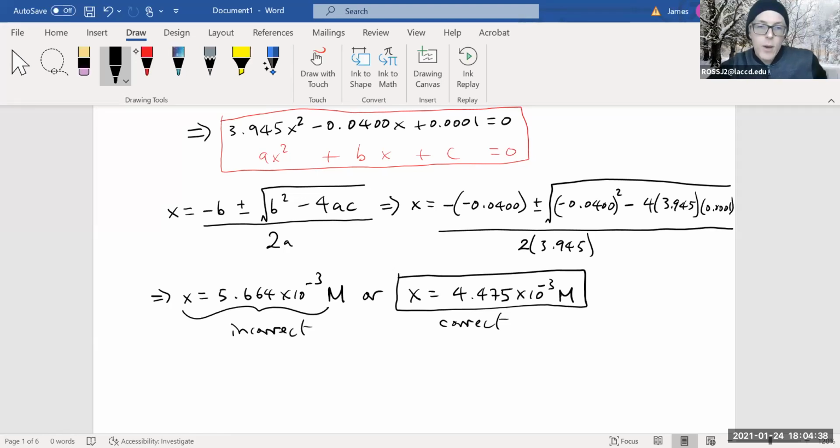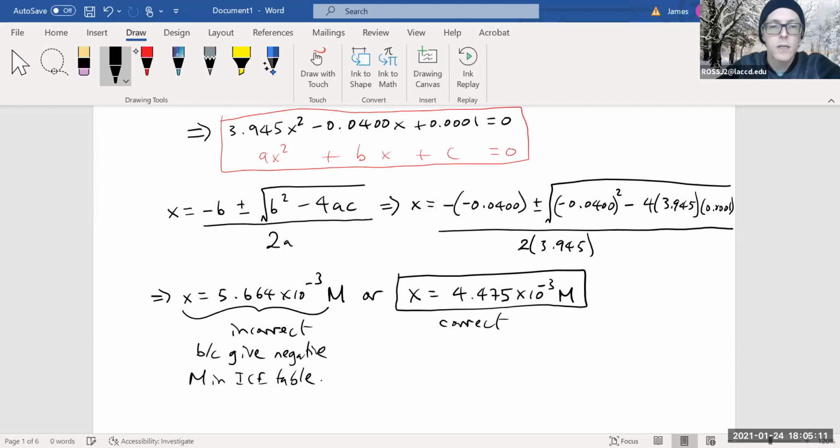And how you would tell, if you have two positive values, is to plug them back in, and only one of them will preserve reasonable answers. So if we look at the incorrect option, if we were to plug this back into our ICE table, it would render a negative value. So it's incorrect because it would give a negative molarity in the ICE table, which is impossible.